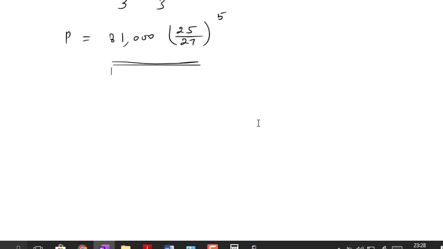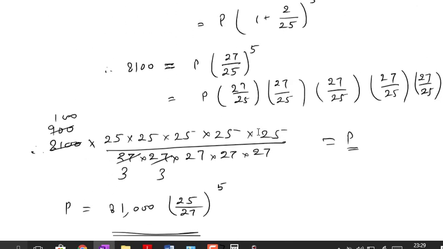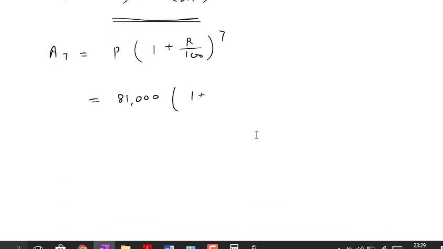Now what do I have to find? I have to find A7. So A7 is what? A7 is P into 1 plus R upon 100 power 7. Now the value of P is 81,000 into 1 plus R upon 100 is what? 8 upon 100, so ultimately we got 27 upon 25. So R is 8, 8 upon 100 the whole power 7. But the value of P, first I will write the value of P completely.